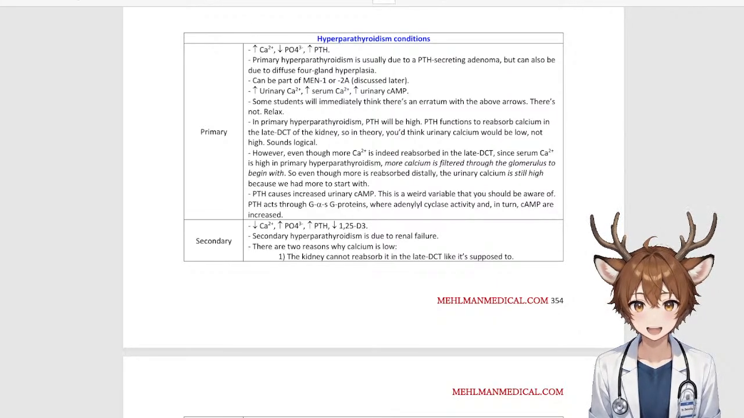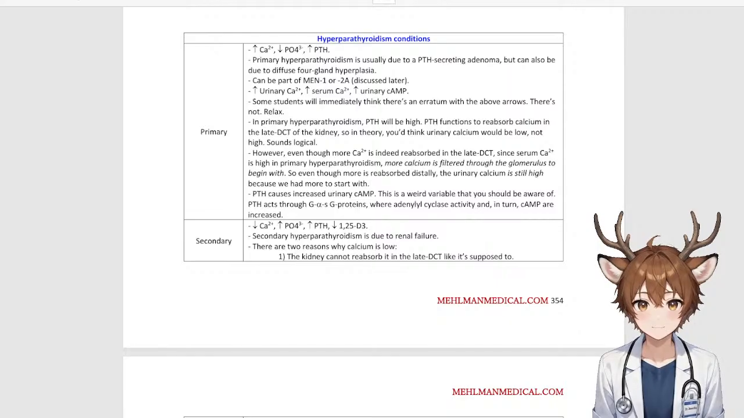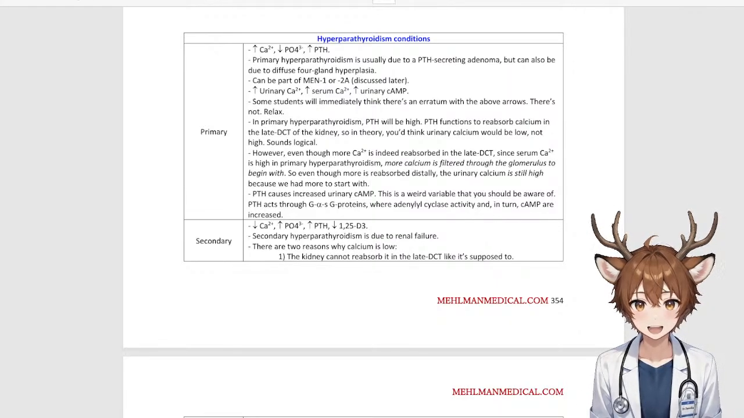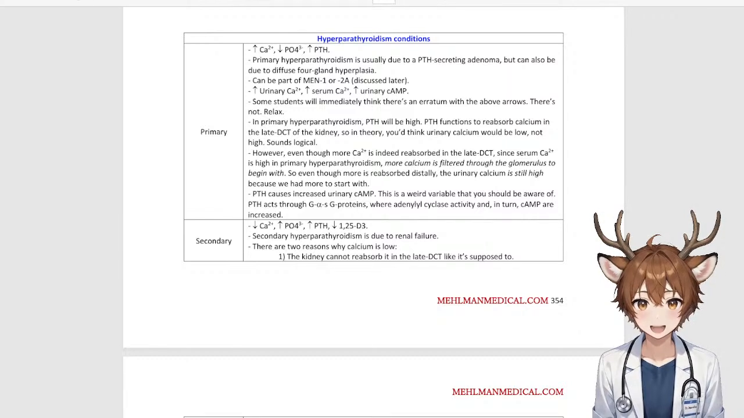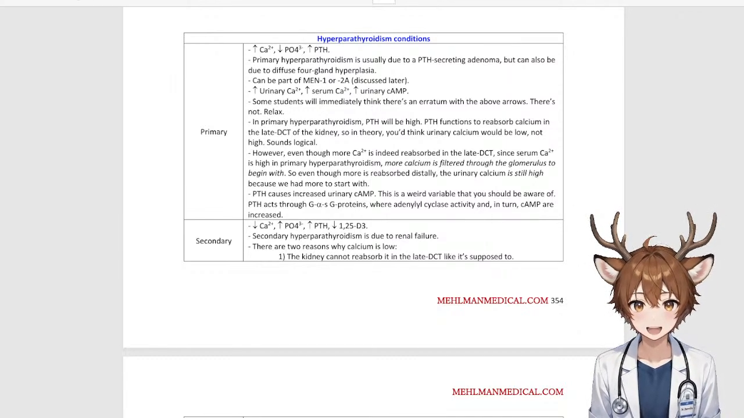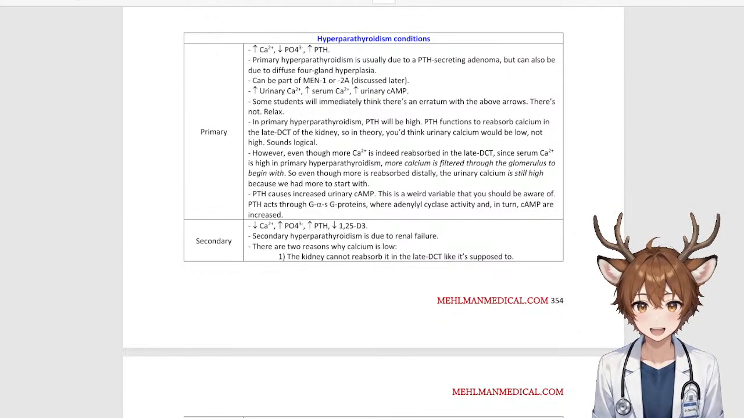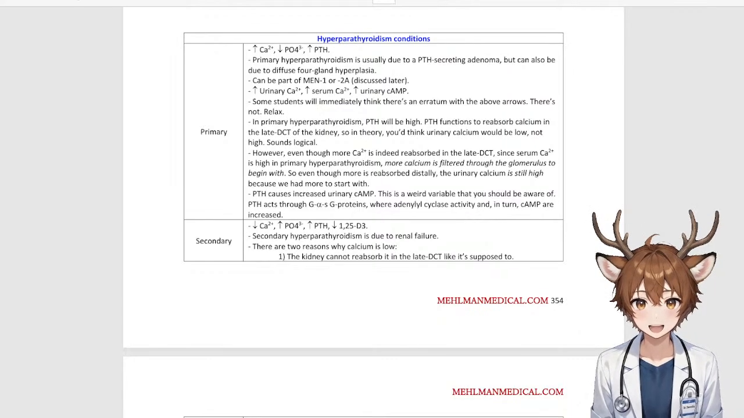Some students will immediately think there's an erratum with the above arrows. There's not. Relax. In primary hyperparathyroidism, PTH will be high. PTH functions to reabsorb calcium in the late distal convoluted tubule of the kidney. So in theory, you'd think urinary calcium would be low, not high.